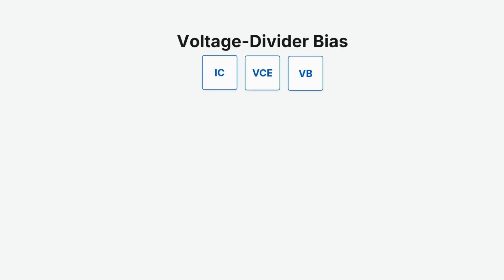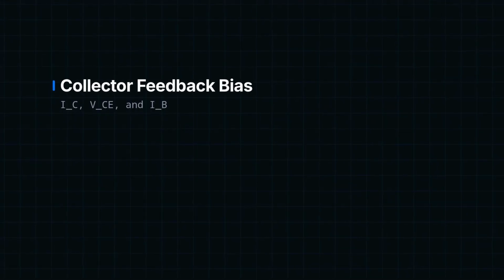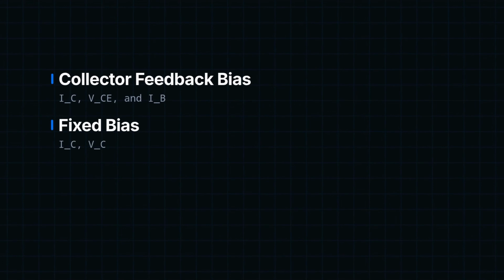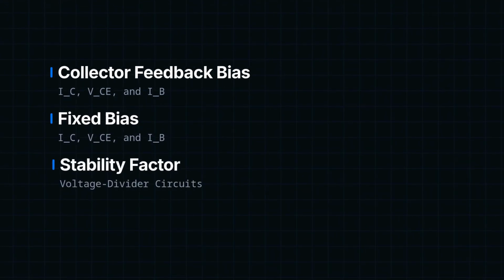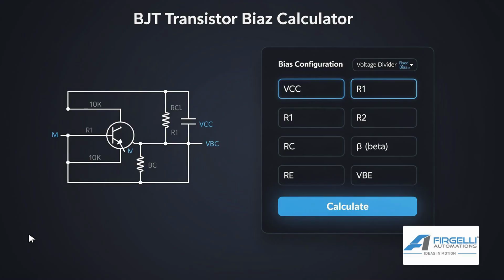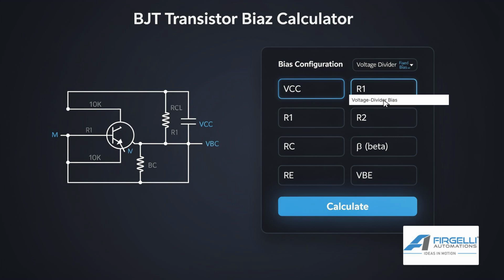You can choose Voltage Divider Bias, which calculates IC, VCE, and VB, Emitter Bias for IC, VCE, and VE, Collector Feedback Bias for IC, VCE, and IB, Fixed Bias for IC, VCE, and IB, Stability Factor for Voltage Divider circuits, or Design Voltage Divider to calculate R1 and R2 for a target IC. For this demonstration, I'm using Voltage Divider Bias.